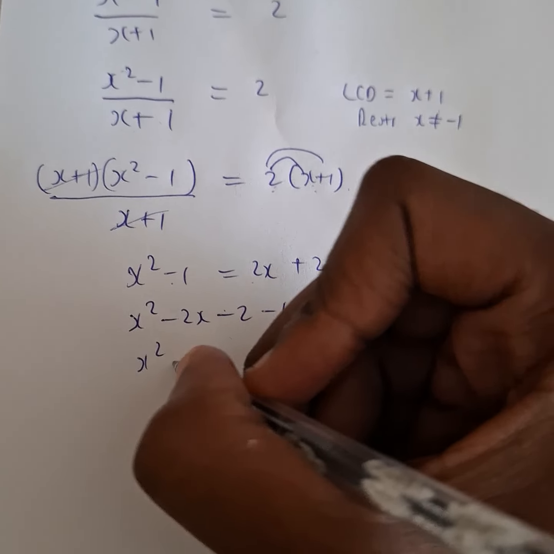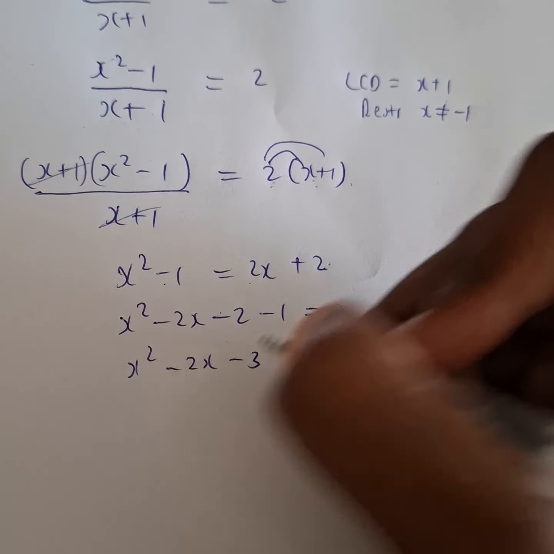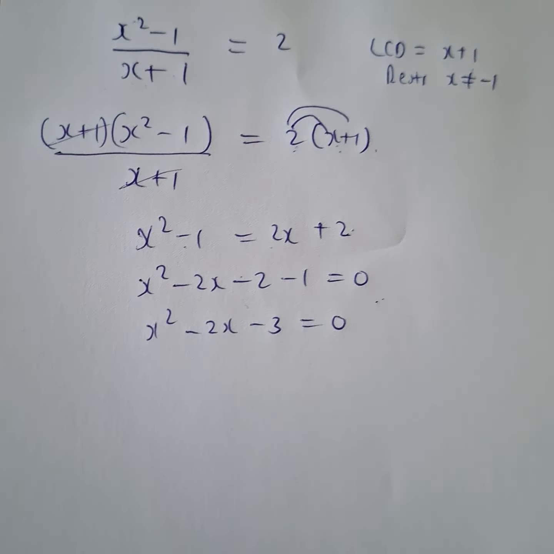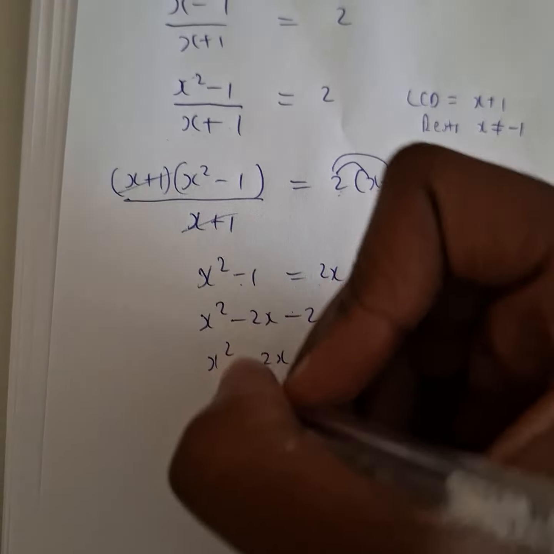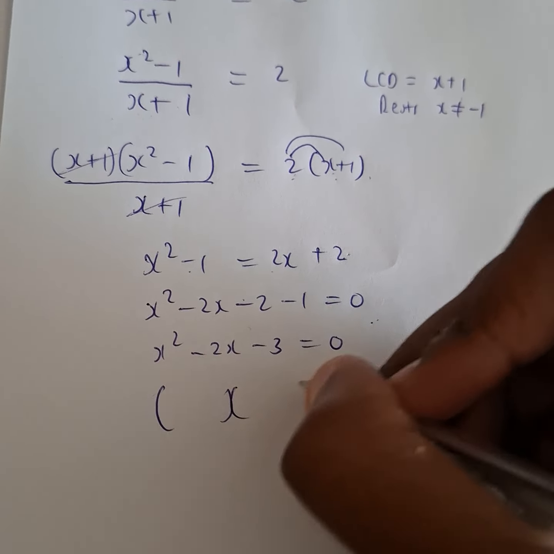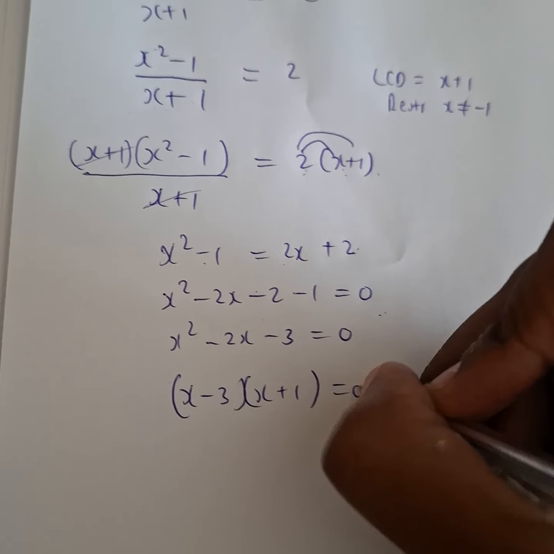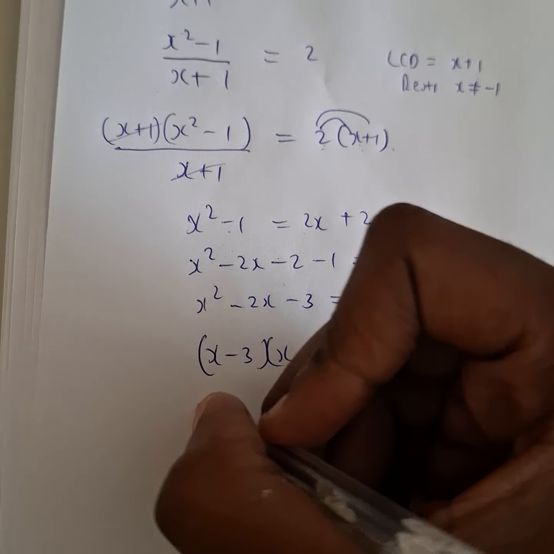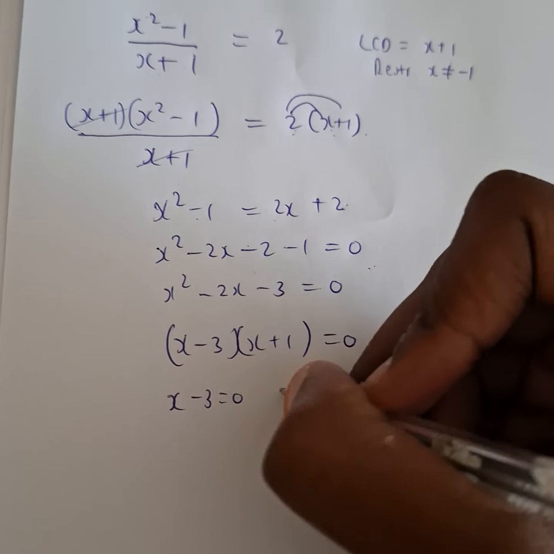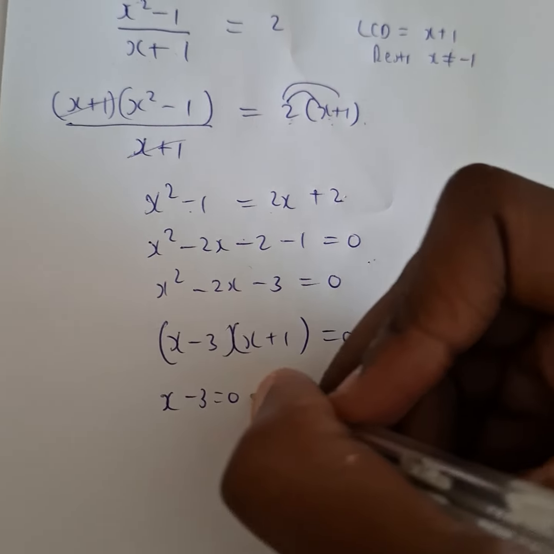Now we can write the equation in what I call standard form. Then we factorize this equation: (x minus 3)(x plus 1) is equal to 0. Then we use the zero factor law so that we can write down the solution.